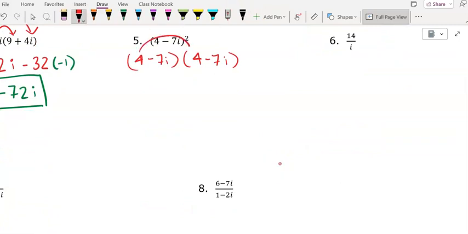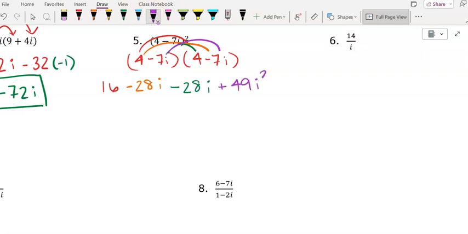So that gets me 4 times 4 is 16. And then I'm going to have 4 times negative 7i, so that's negative 28i. Then I'm going to have negative 7i times 4, so that's a negative 28i. And then I have negative 7i times negative 7i, so that's going to get me a positive 49i squared. So now we're going to go ahead and combine like terms, and we're going to replace this i squared with a negative 1. So now we're going to have 16.